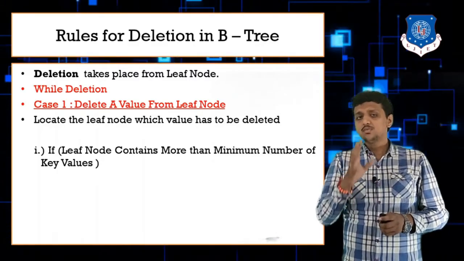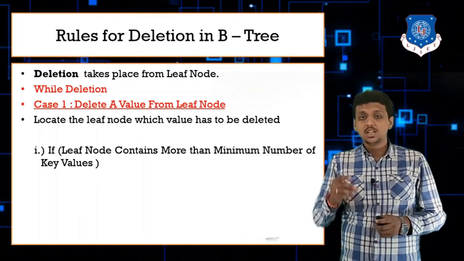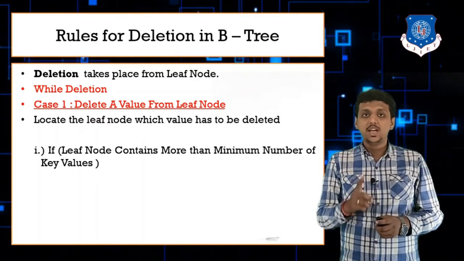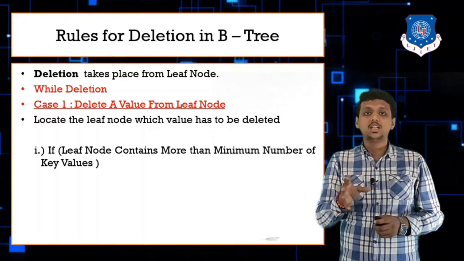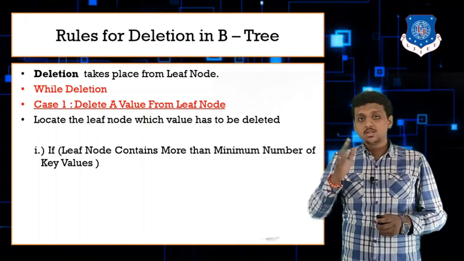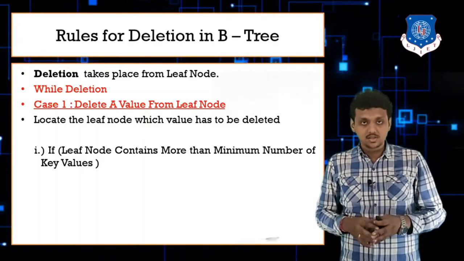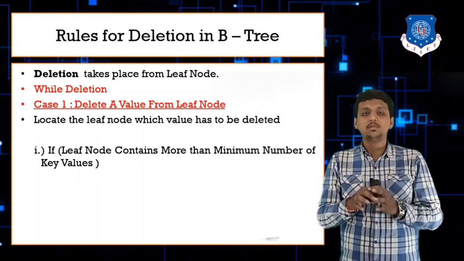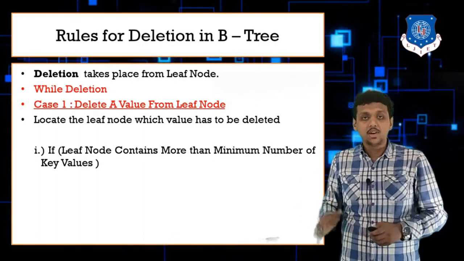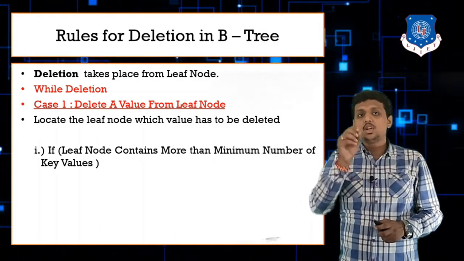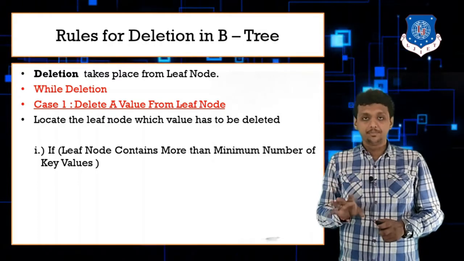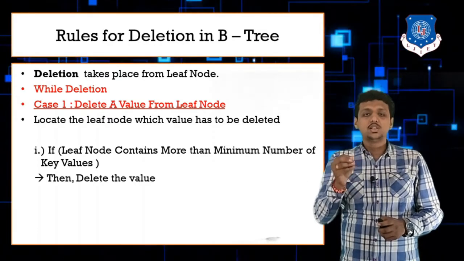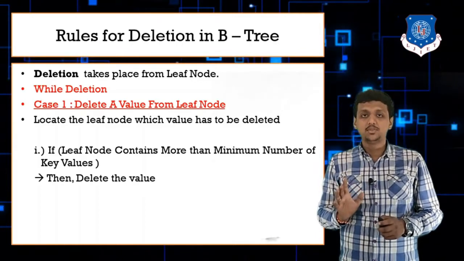Students, what do we mean by the minimum number of values? Have you seen the table in my previous lecture, where I showed that the root node must contain a minimum number of subtrees? These are the basic rules: the minimum values or minimum subtrees must be like this. Fine. So if your leaf node contains more than the minimum number of values, then you just need to delete that value from the leaf node.